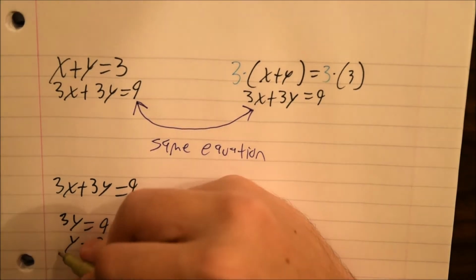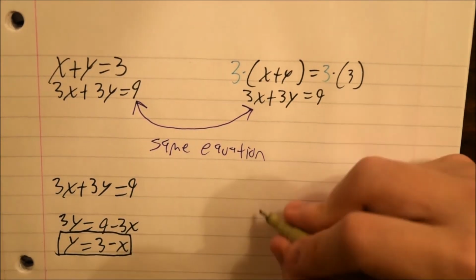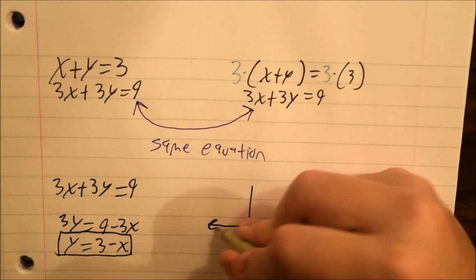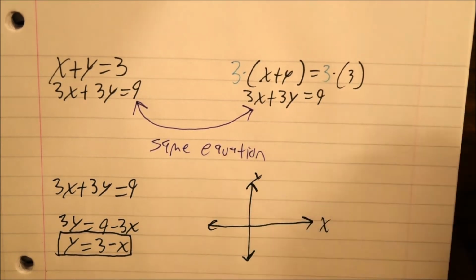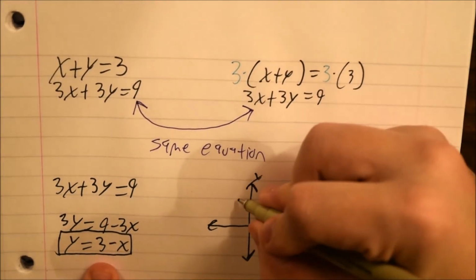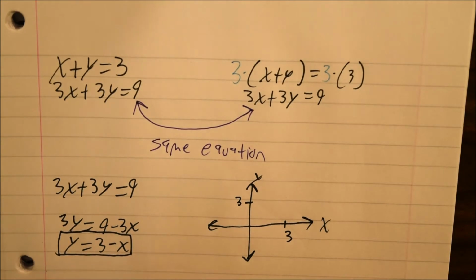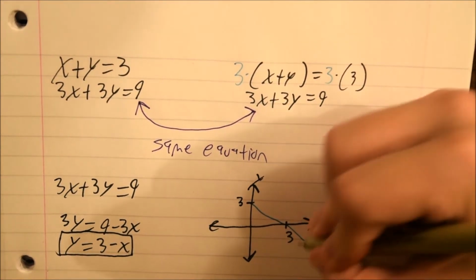Now I'm going to plot this line onto a graph. So I'm going to draw my coordinate system. I have my x, y axes, and I know I have a y-intercept of 3 and a slope of -1. So my graph is going to look something like this. It's going to go through both of these points.